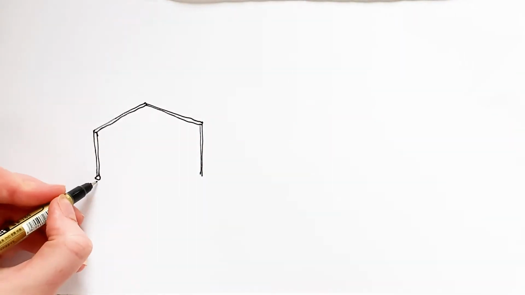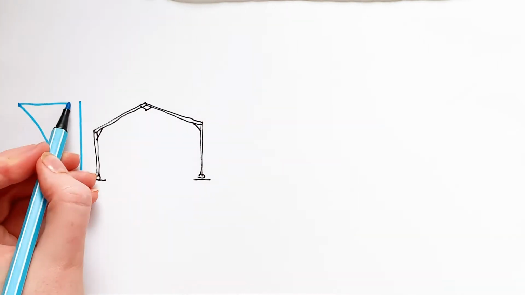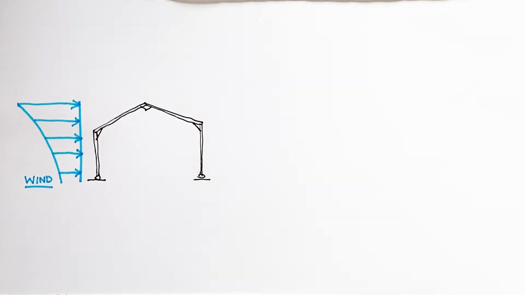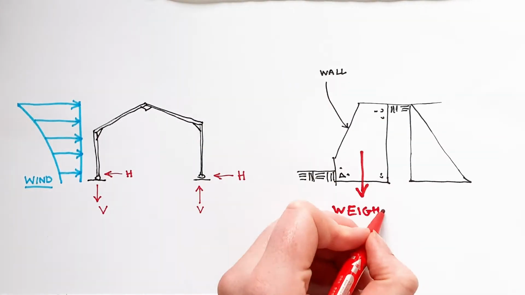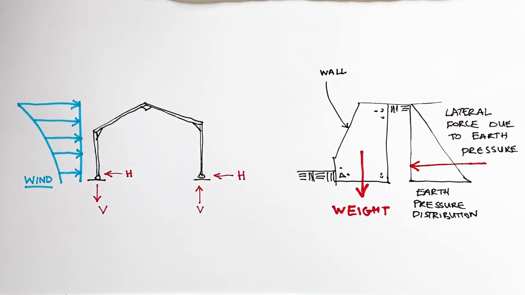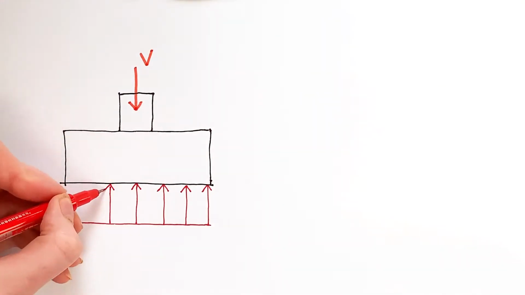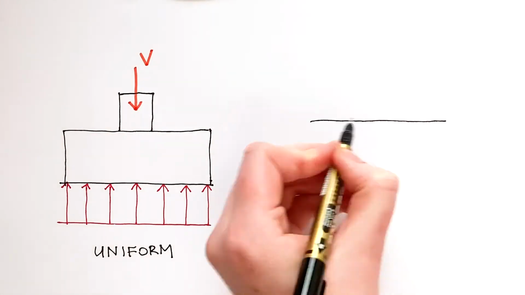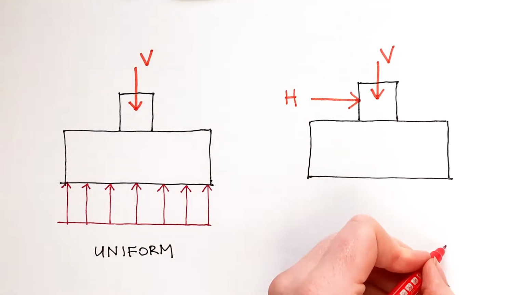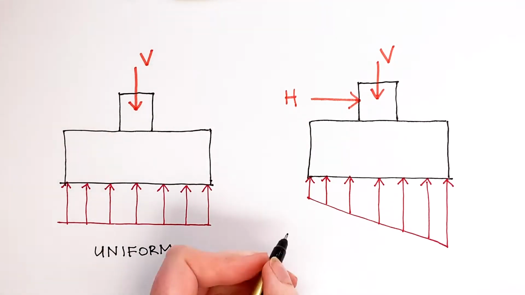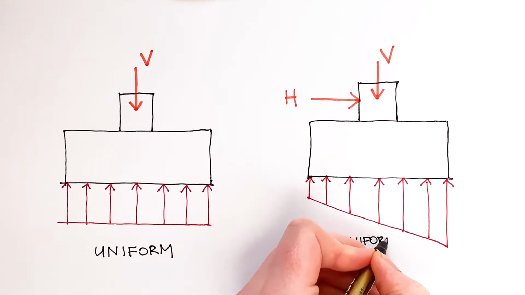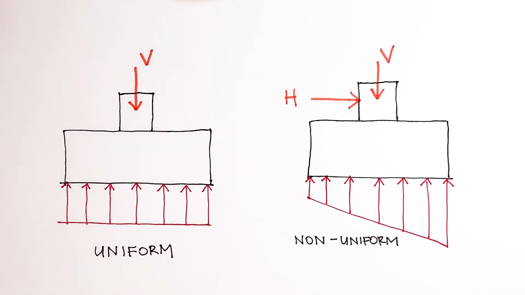However, many foundations in engineering practice also include lateral loads. For example, wind loading on buildings or earth pressures in the case of retaining walls. The presence of lateral loads changes the distribution of stress beneath the foundation from one of uniform stress to a non-uniform stress distribution as shown. How we calculate these stress distributions is a little more involved than for a concentrically loaded foundation.